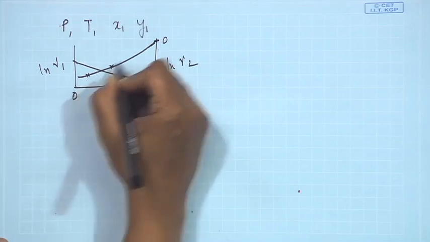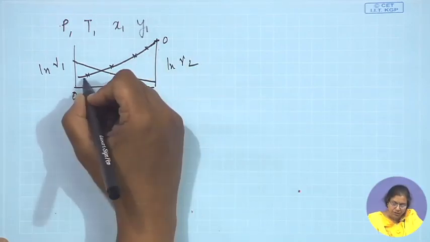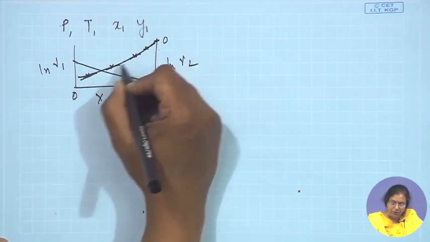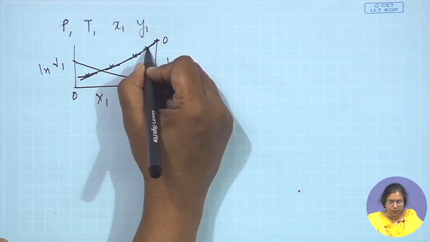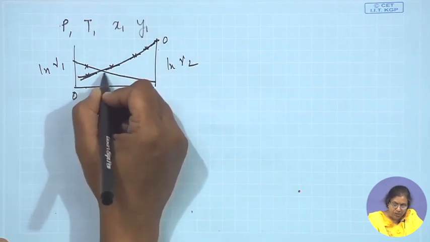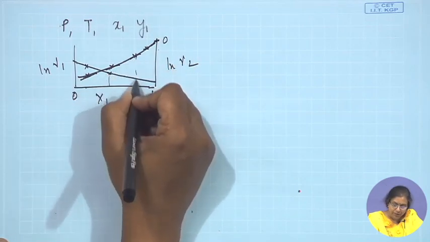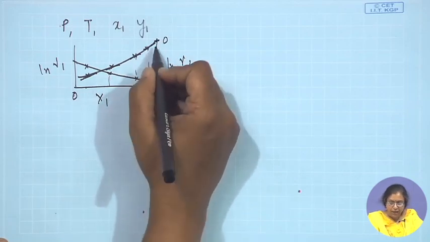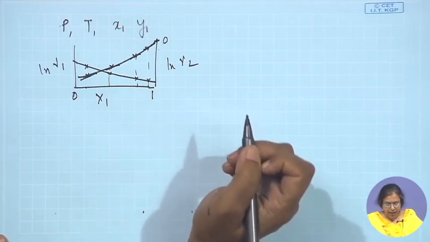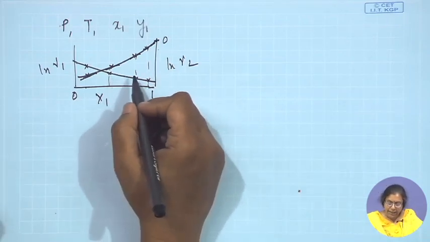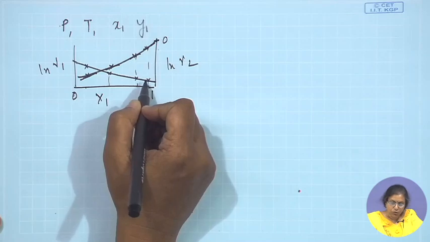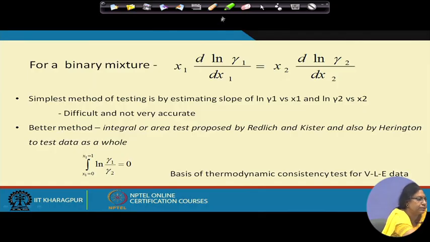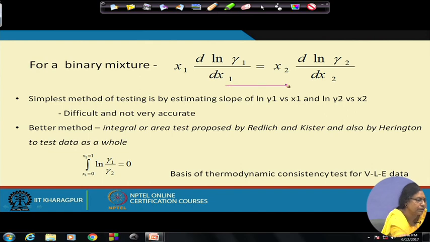You select a number of points here, and once you select a number of points, you can draw tangents and find out the slopes at each and every point. For the same compositions, you can find out the slopes of ln gamma 2 versus x2 as well. And then once you have the slopes, you can use this particular equation to find whether the data is thermodynamically consistent or not.